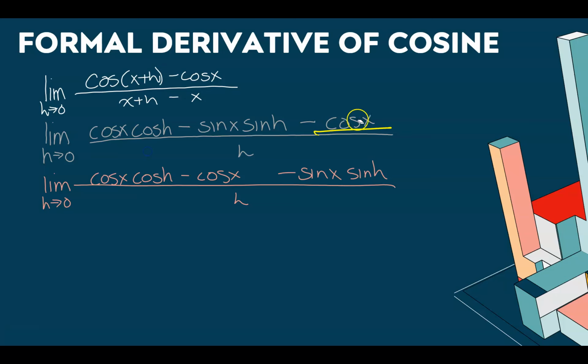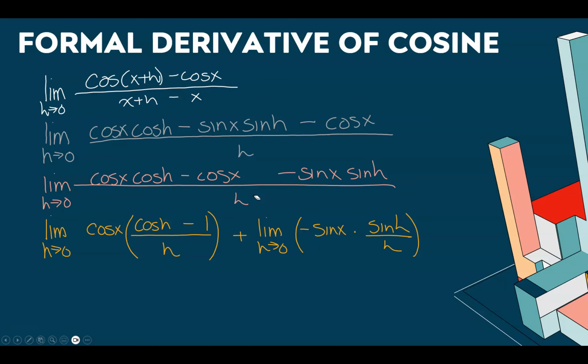So cosine x cosine h minus cosine x, and we'll just bring negative sine x sine h off to the side. But we actually don't get anything useful yet if we substitute 0 in for all the h's, because cosine of 0 is 1, so cosine x minus cosine x is 0, minus 0 over 0. Okay, so we must need to do something, and that thing is factoring out our cosine of x, and we're left with cosine h minus 1 over h.